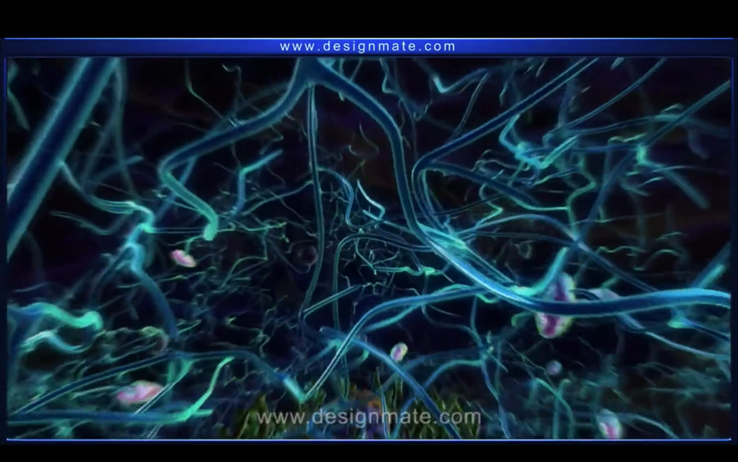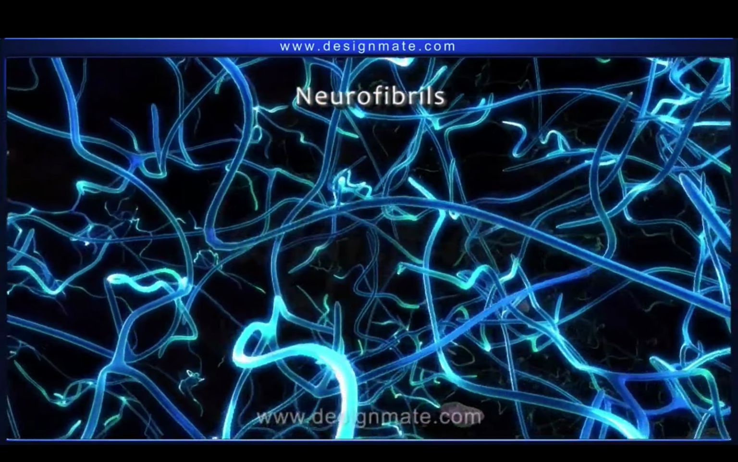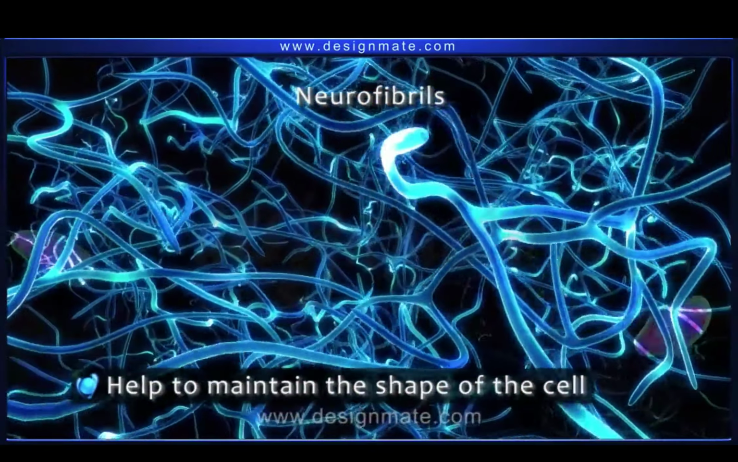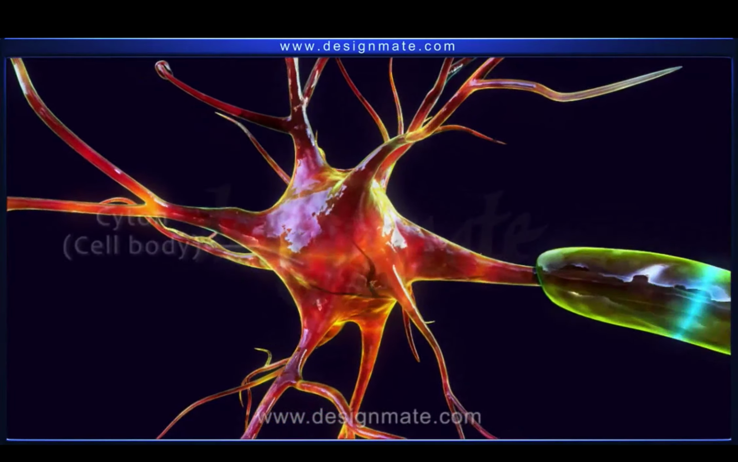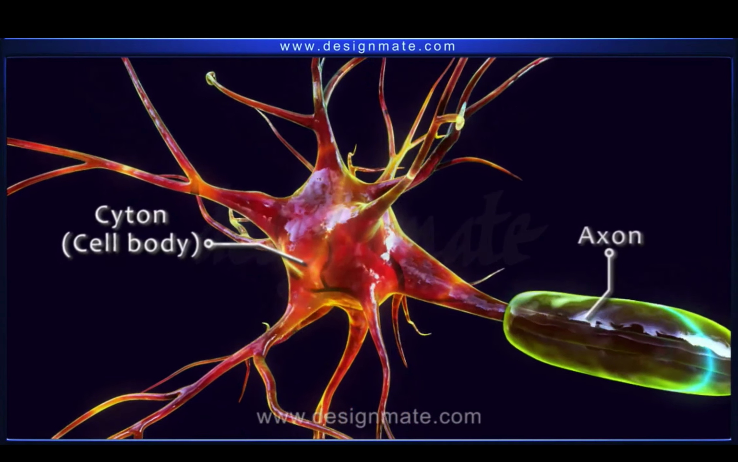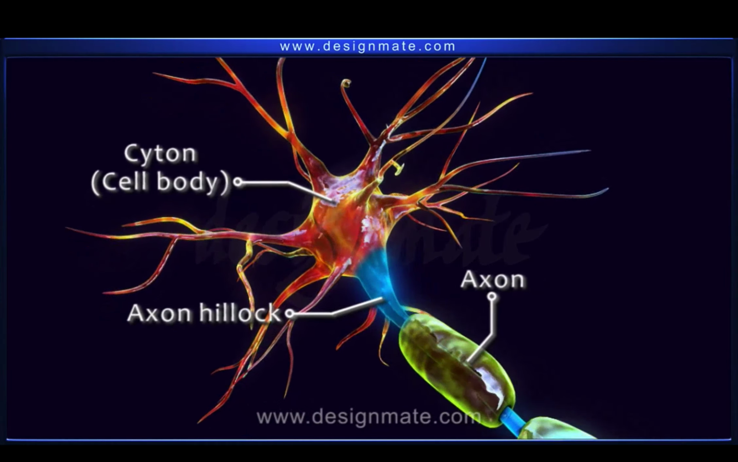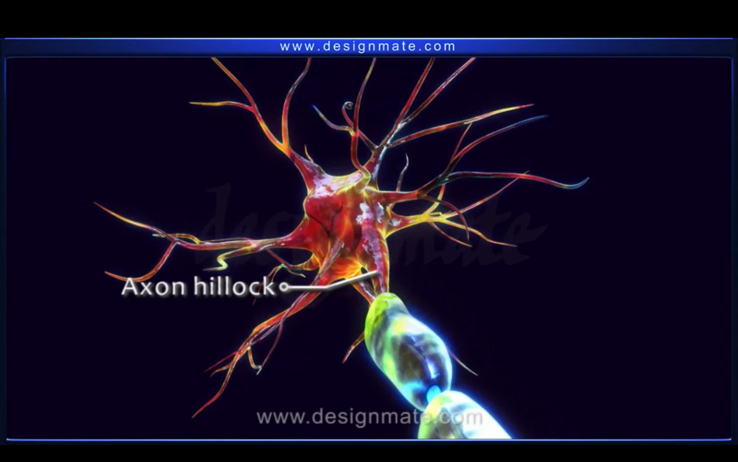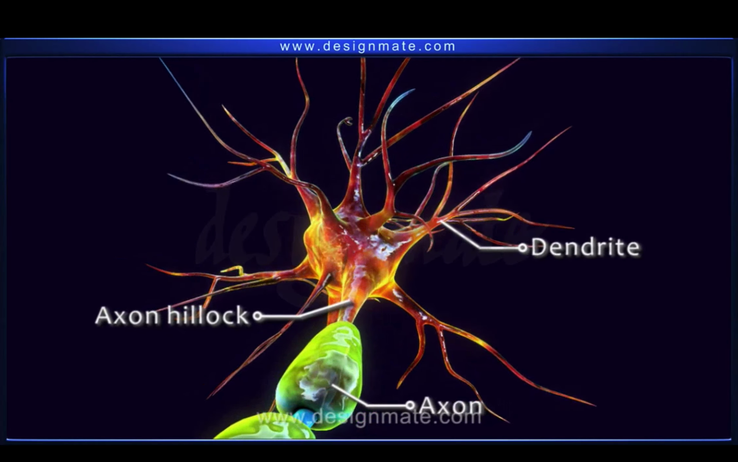Another characteristic feature of nerve cells are the neurofibrils, which are delicate thread-like structures that help maintain the shape of the cell. The part of the cell body or cyton from where the axon emerges is a cone-shaped structure known as an axon hillock. At the axon hillock, impulses received by the dendrites are accumulated and then transmitted through the axon.